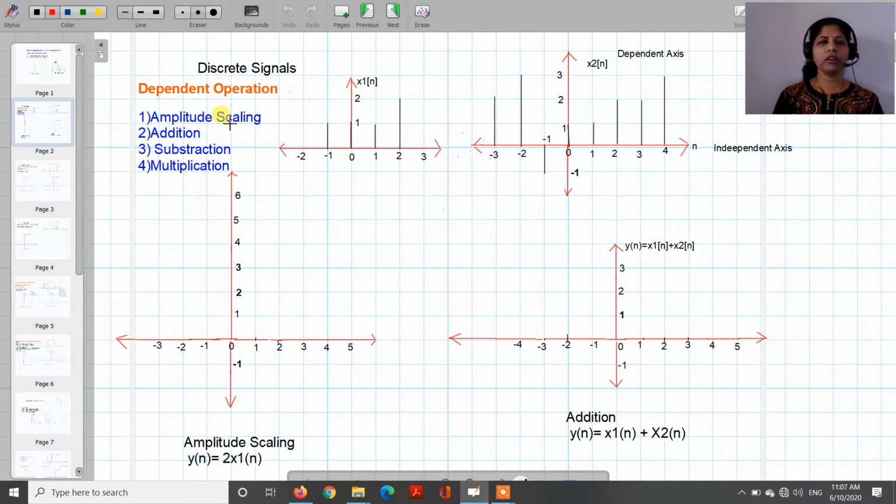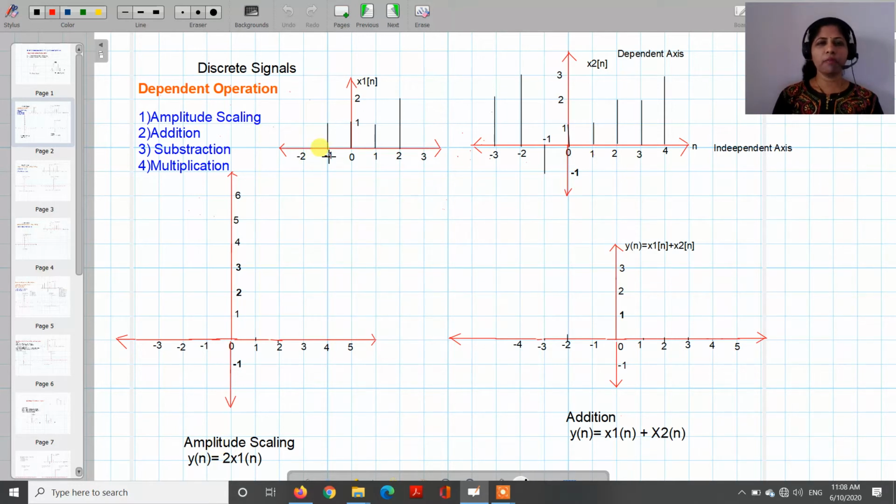Now for example, here we are performing the amplitude scaling operation on signal x1. The original x1 signal lies between -1 and 2 with amplitudes 1 and 2. What is the mathematical equation for amplitude scaling? y[n] is equal to 2 times x1[n]. Here we have to plot y[n] by performing amplitude scaling on x1. For that purpose we multiply the x1 signal by 2. So 2 is the scaling factor.